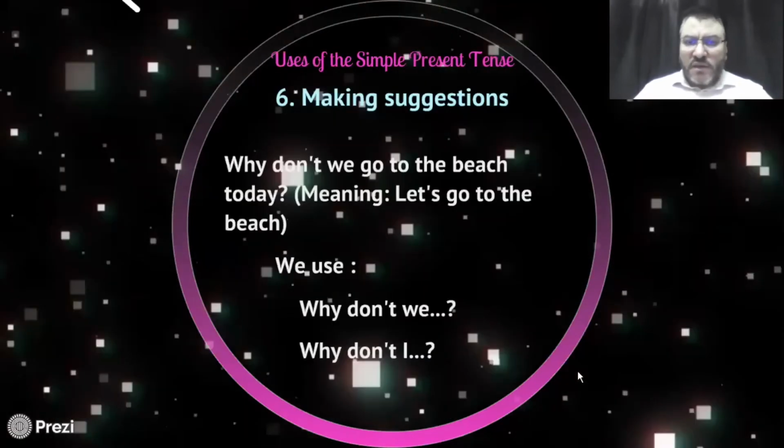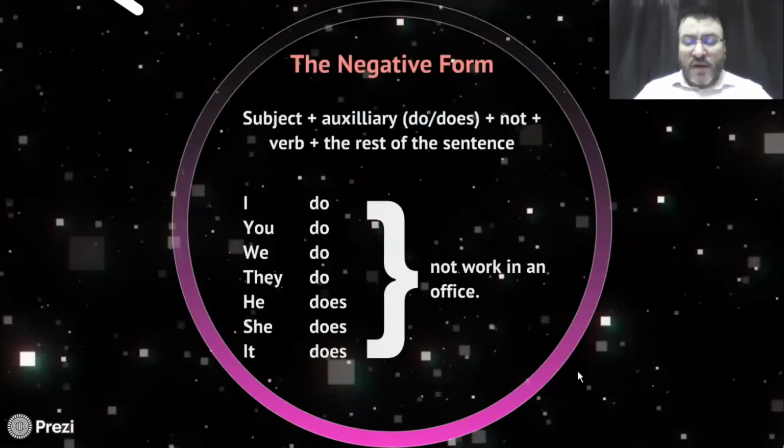Okay. Making suggestions, اقتراحات. Why don't we? Let's go. تستخدم دائما الاقتراحات مع زمن ال present simple tense. Now moving to the negative form. احنا بدأنا بالaffirmative الإثبات. I work in a bank or he works in a bank. الآن ننتقل إلى negative form أو صيغة النفي.